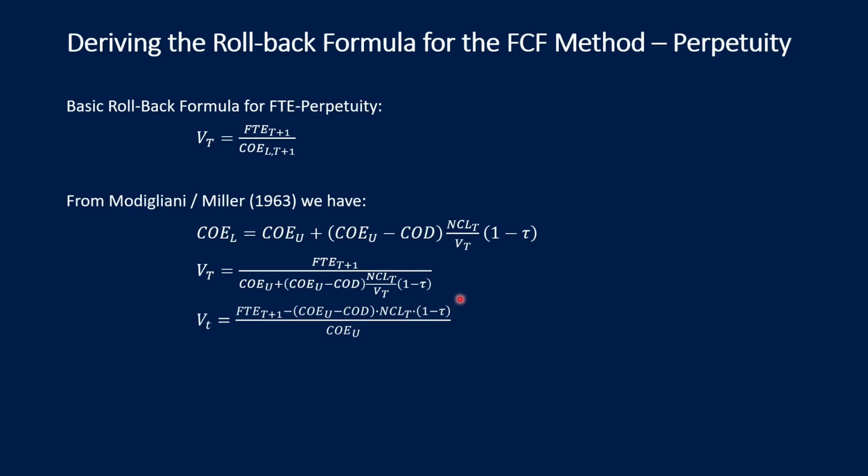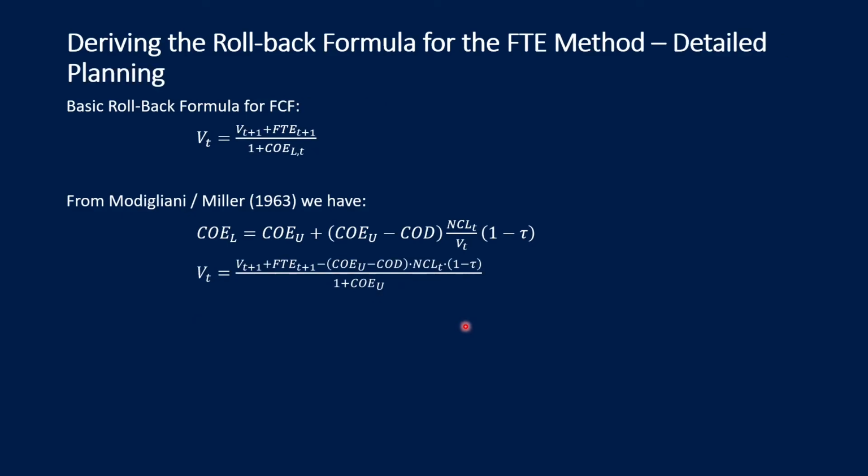Please try this at home. Try to rearrange this formula to get this formula. It is quite easy, so please have a try. We do the same steps for the detailed planning period. So we take the basic rollback formula, we input the Modigliani-Miller formula in there, and we get this formula. Again, please try this at home.